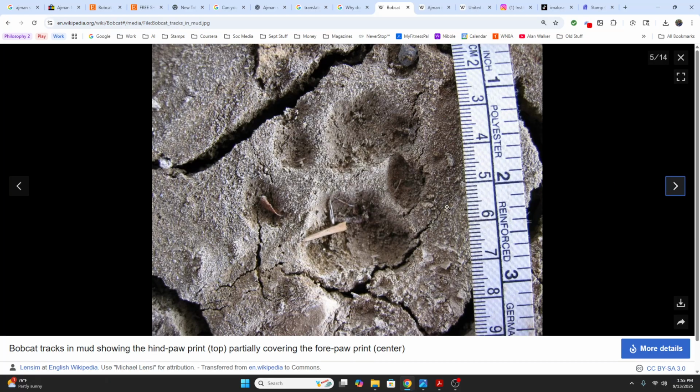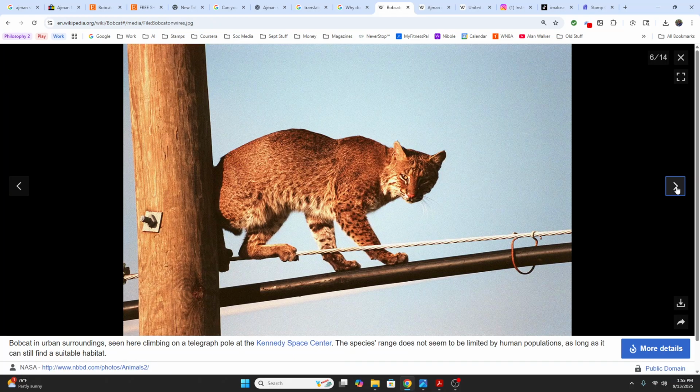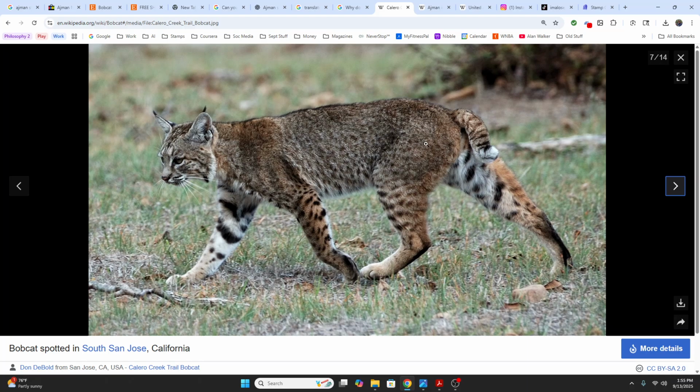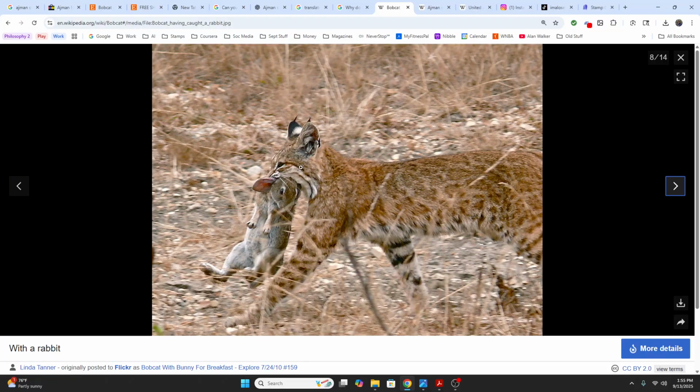There's its paw print in mud. And here's one that's walking on a bar for some reason. And here's one that's just walking. You can see again a bobtail. That's why it's called a bobcat, and its tufted ears. And here's one that caught a rabbit. It's going to go have dinner.